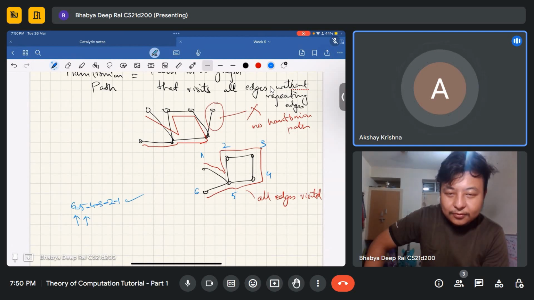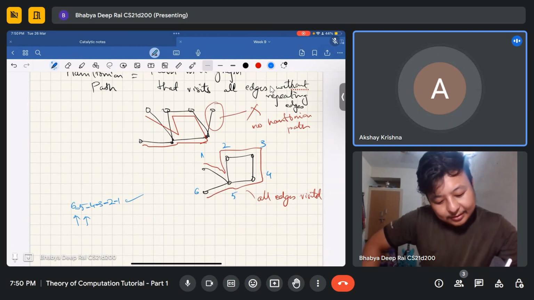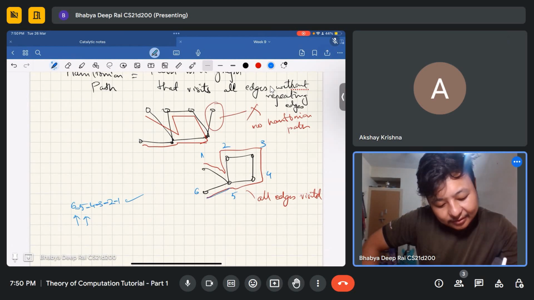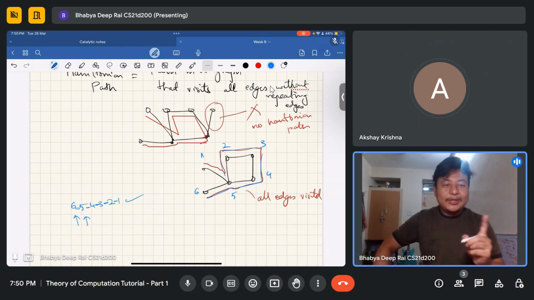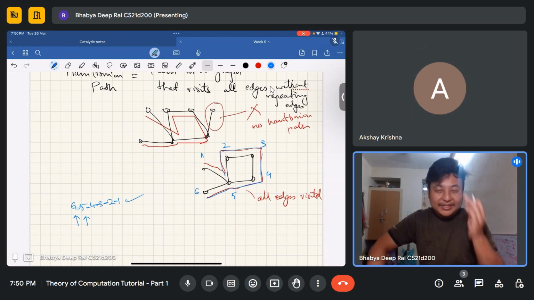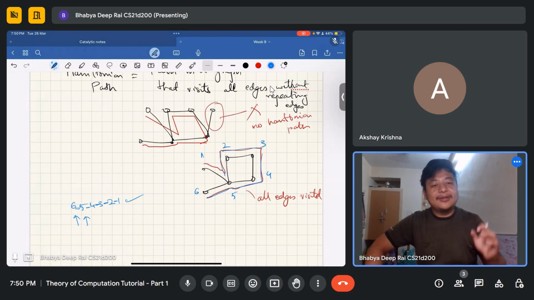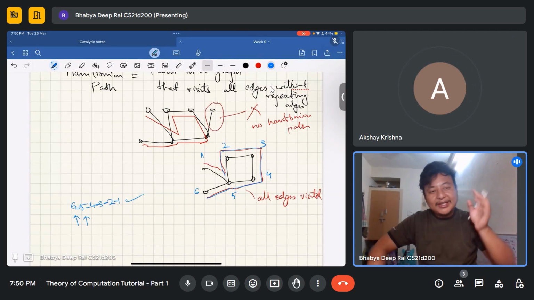So it was already repeated from 6, 5, 4. Okay, and let's see. 2, 5, 6, 5, 4, 3 and 2, 1. Oh, okay. Repeating, yeah, sorry. Repeating is what I should have mentioned. Repeating vertices is allowed. Okay. Repeating edges is not allowed.